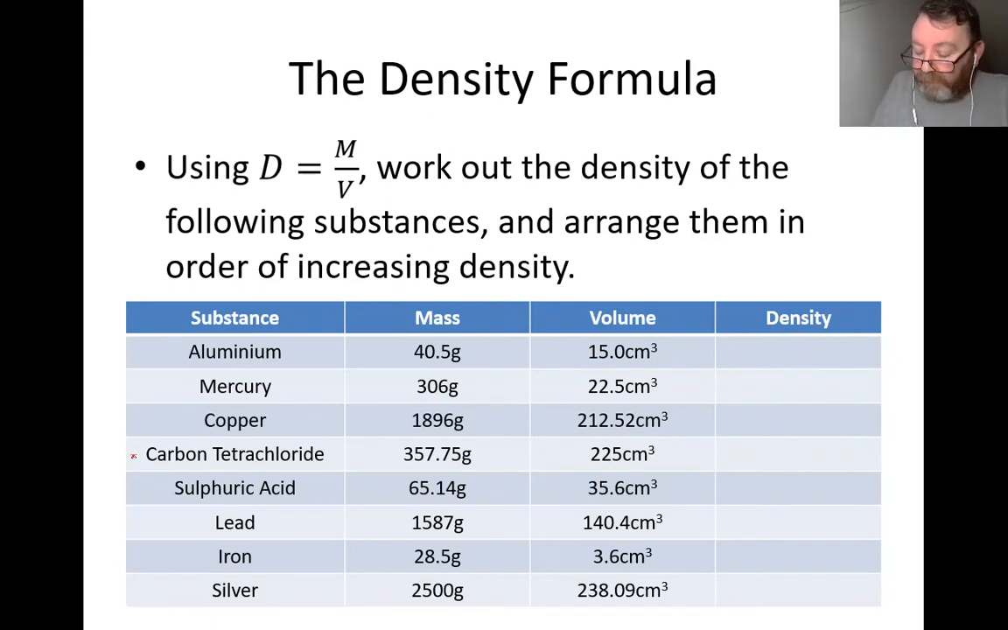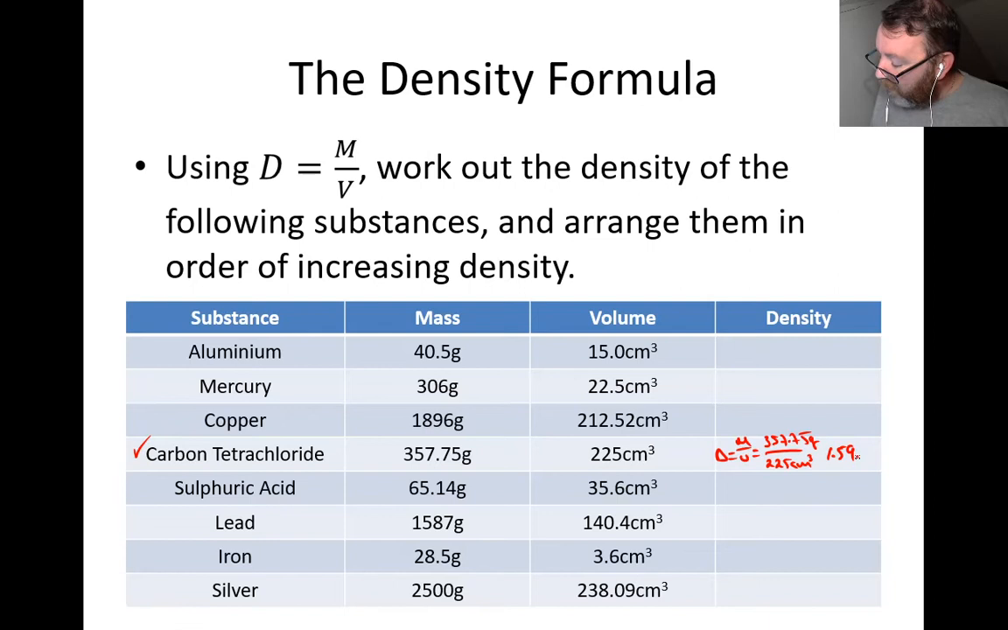Now let me do one of them for you. I'm going to do this one here. Okay, carbon tetrachloride. It has a mass of 357.75 grams. It has a volume of 225 centimeters cubed. If density is mass over volume, that means it's going to be 357.75 grams divided by 225 centimeters cubed. Now, what's that? Let's get my trusty calculator. So we got 357.75 to be divided by 225, which comes out as 1.59. Now be careful.